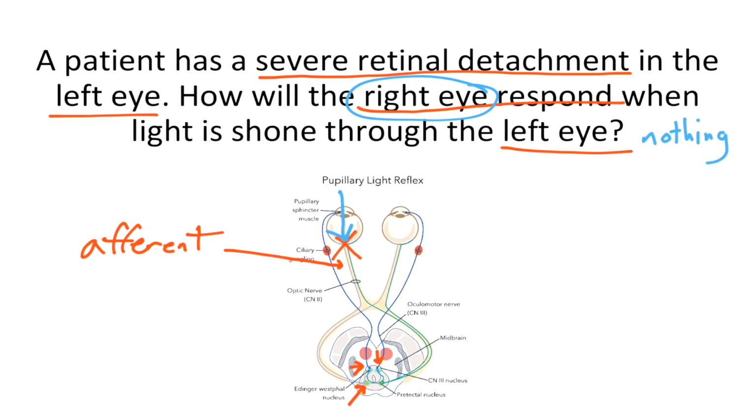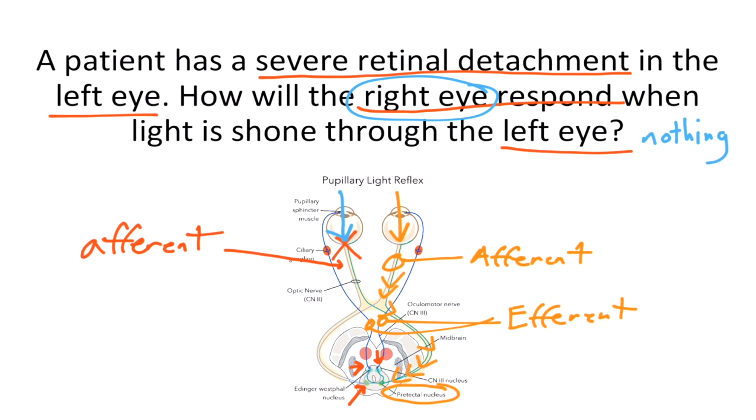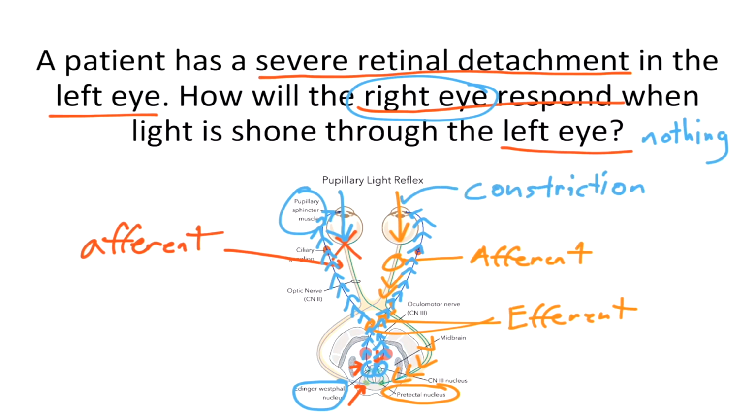If we extended the question a bit further, we could ask what would happen to the left eye if light was shone through the right eye. In this case, the afferent signal and the efferent signal would be fully intact. So the right optic nerve would be able to get the signal to the midbrain and to the pretectal nucleus on the right side. And if the efferent signals are intact, that means the pretectal nuclei will be able to send the signal to the Edinger-Westphal nucleus on both sides and stimulate the oculomotor nerve. And then the ciliary ganglion will be stimulated, and then both pupillary sphincter muscles will be stimulated, causing constriction of the pupils in both eyes.